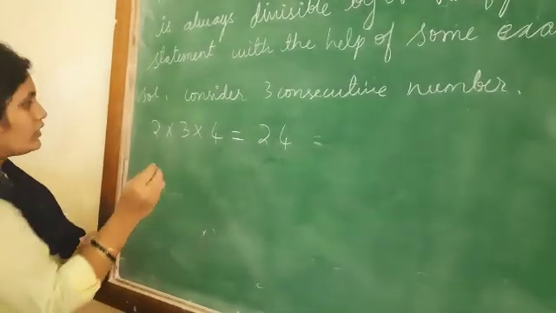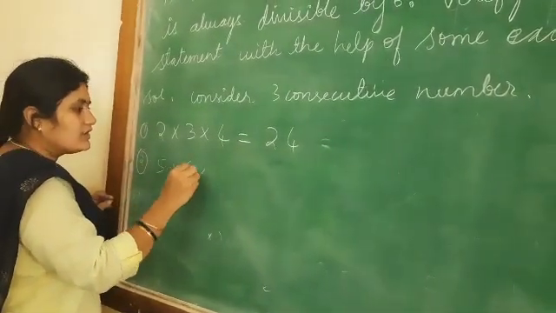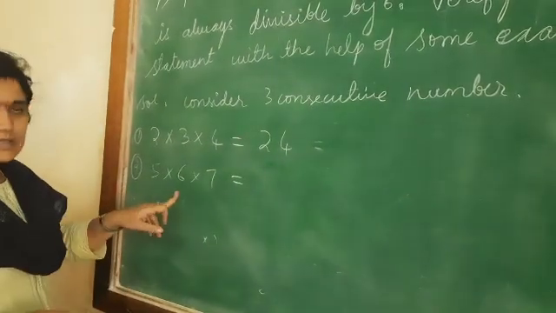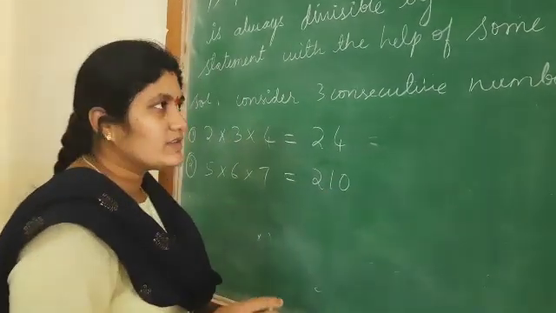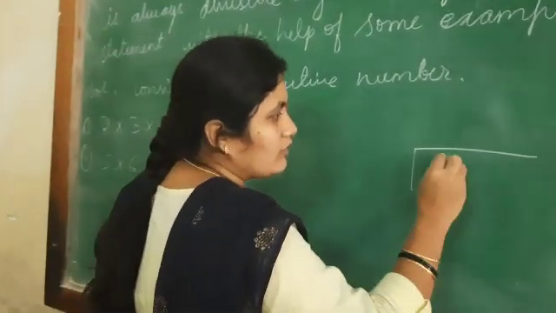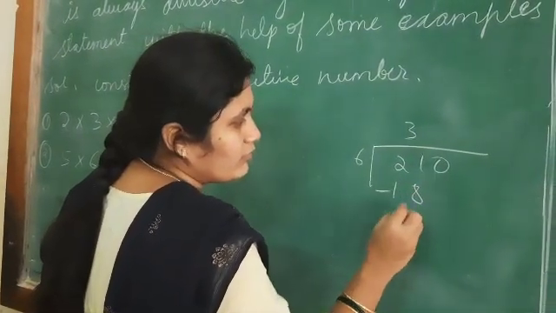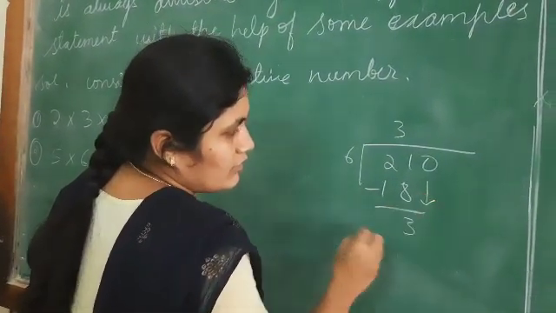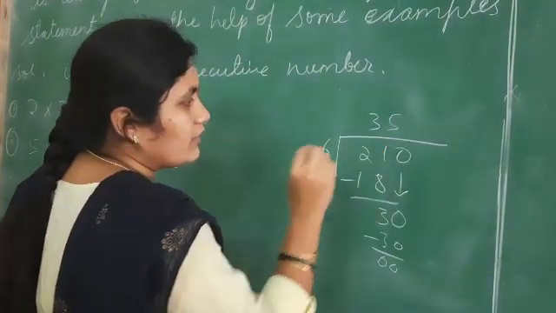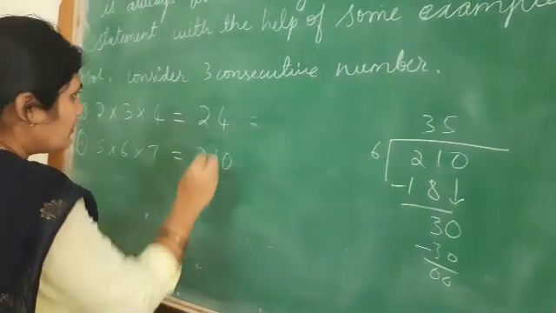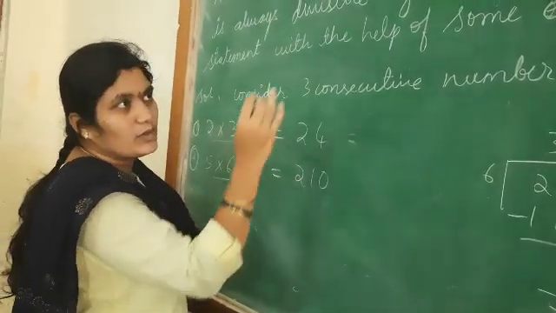Now let me take one more example. 5 into 6 into 7. 5 6s are 30. 30 7s are 210. 210 is also divisible by 6. If you want to check, you can divide and check here. 6 3s are 18. 21 minus 18 is 3. Then 0. 6 5s are 30. That means 6 completely divides 210. So therefore these are the products of three consecutive numbers which are divisible by 6.